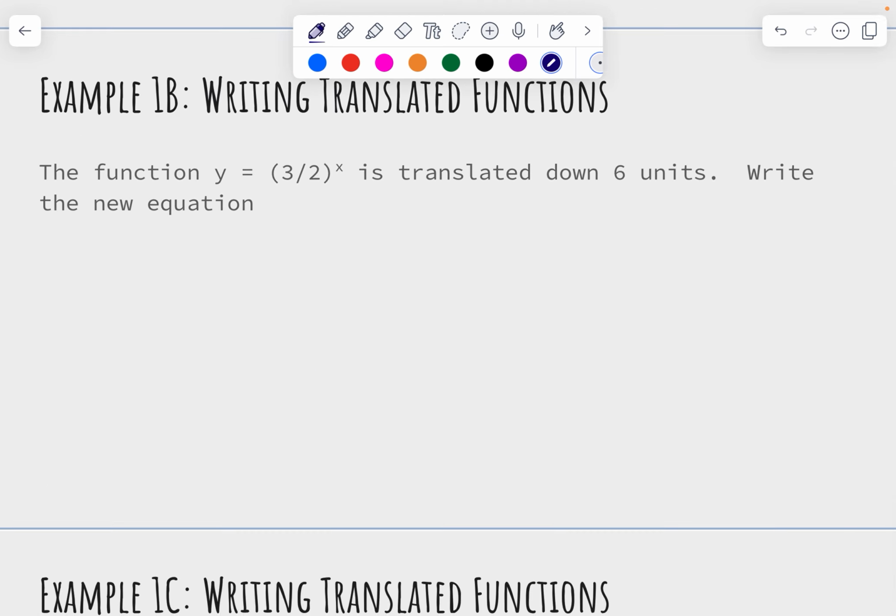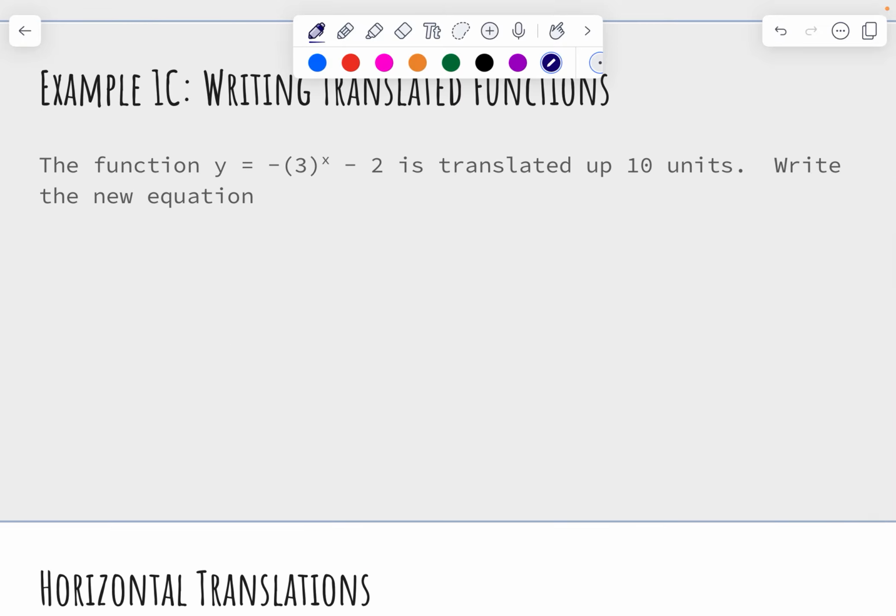The function y equals 3 halves to the x is translated down 6. So we're going to be subtracting 6. Write the new equation. So y equals 3 halves to the x, subtract 6. Make sure it's clear that the subtracting or adding is after the function and not part of the exponent, because that means something different that we'll look at in a little bit.